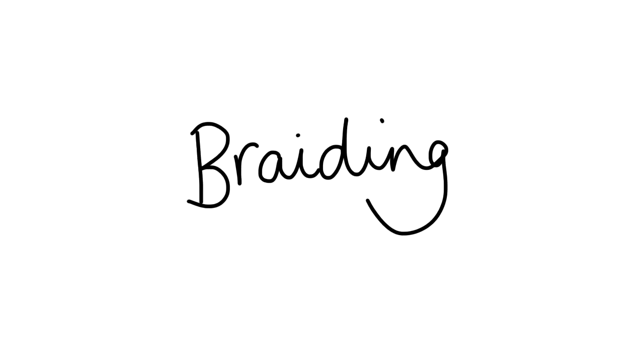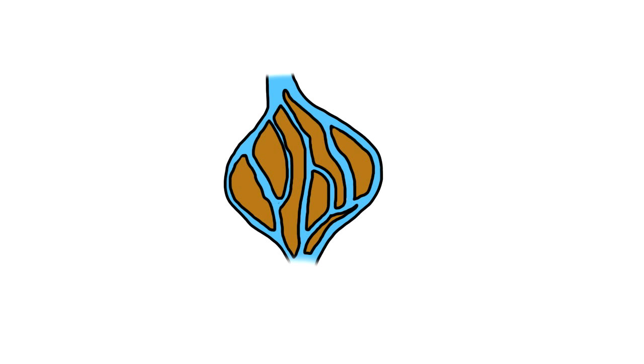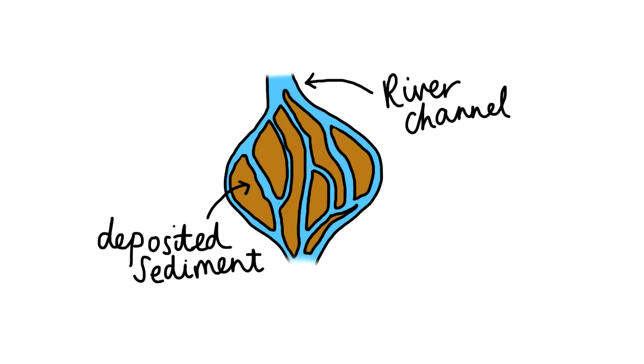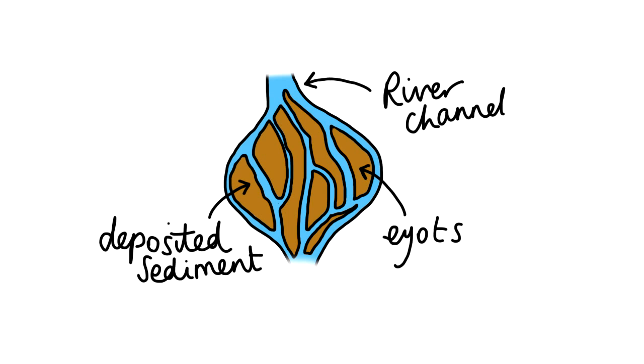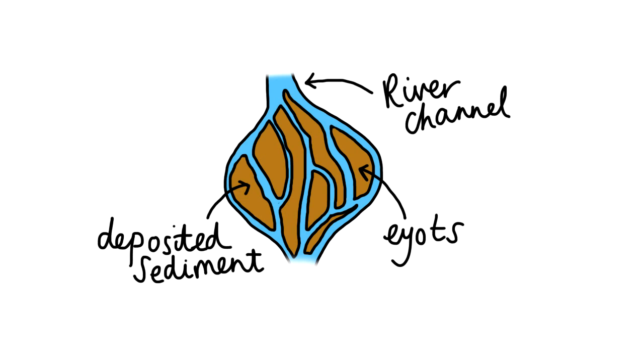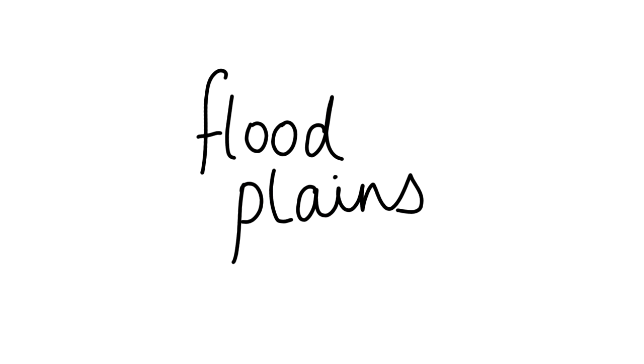Braiding occurs when rivers are carrying a large amount of eroded sediment, such as sand and gravel. If the river has varying discharges, or the velocity drops, or the sediment load is far too heavy for the river to carry, the sediment is deposited. The river is then divided into small channels, separated by small islands called eyots. The channels eventually rejoin to form a single channel.